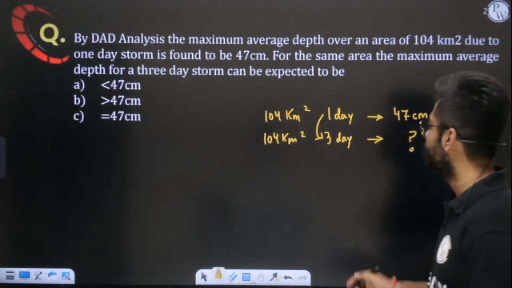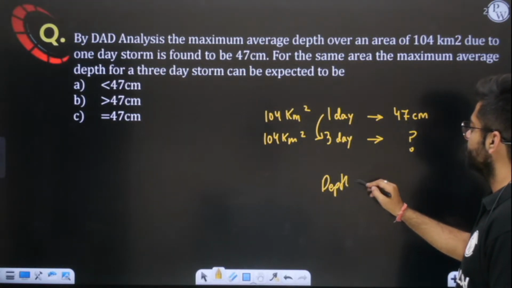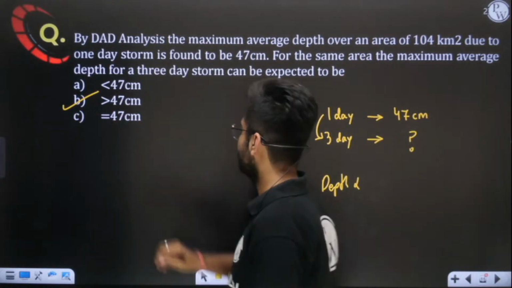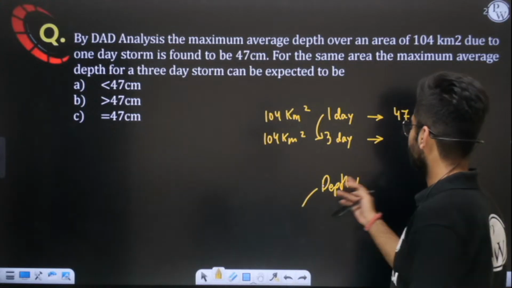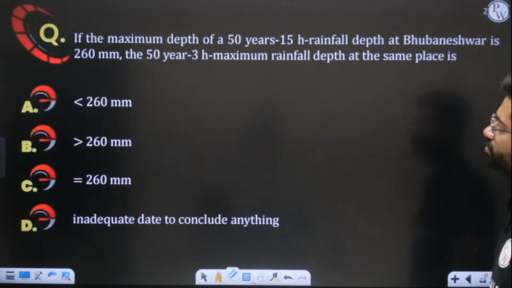Perfect. B option, because since depth and duration are proportional to each other, as we have already discussed, if duration increases, depth will increase. Okay. So B option is correct here. Perfect. Great. Now we have one more question here. Tell the answer to this one.